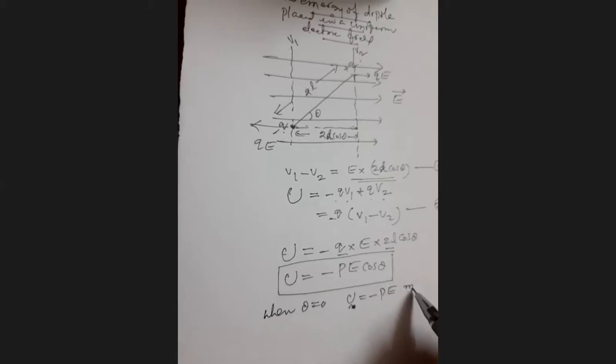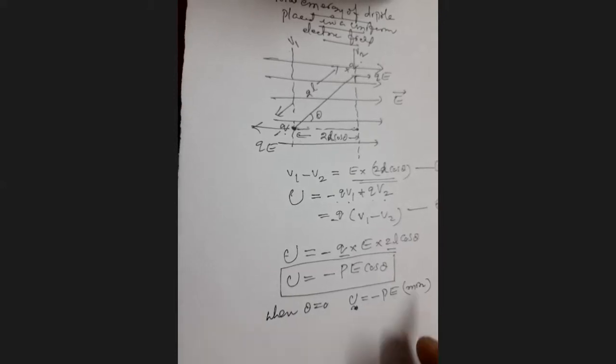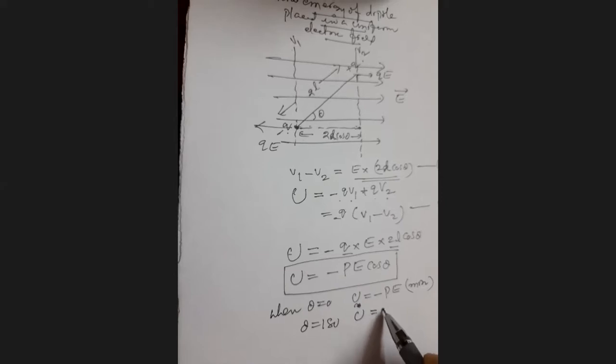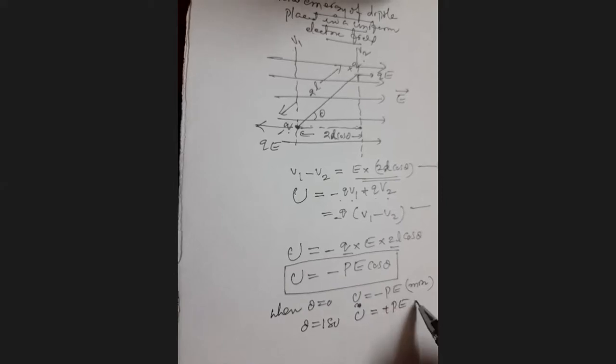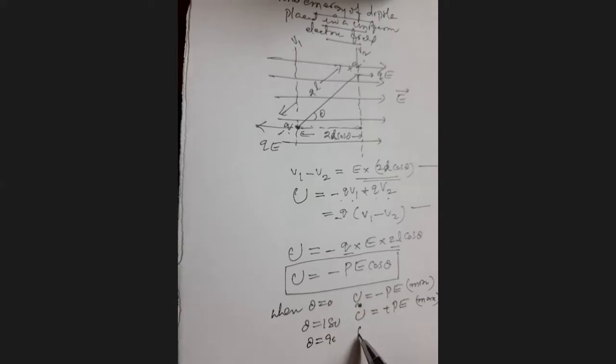This is the minimum value. Okay, this is the stable condition. So in this condition, the electric dipole will be in the stable condition. When theta equals 180 degrees, cos 180 is minus 1, then you will get U equal to plus PE. This is the maximum value of the potential energy. Okay. When theta equals 90 degrees, cos 90 is 0, then you will get U equal to 0.